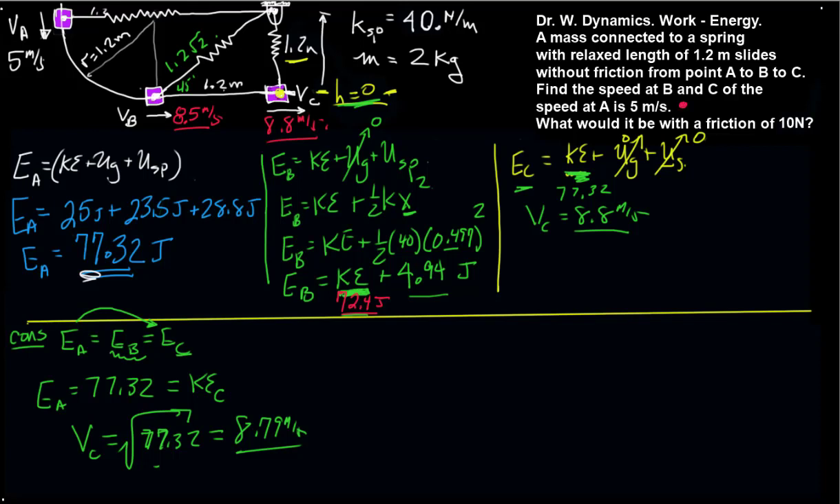Now they also ask what would happen if we had a frictional drag force that's constant of 10 newtons acting along the system. Well, just thinking about it, it's unlikely that we'll be traveling at 8.8 meters per second here. We're going to have friction that's going to slow us down. And we won't be going 8.8 here because it'll continue to slow us down and possibly even stop us. So let's see how we would deal with this when it becomes non-conservative.